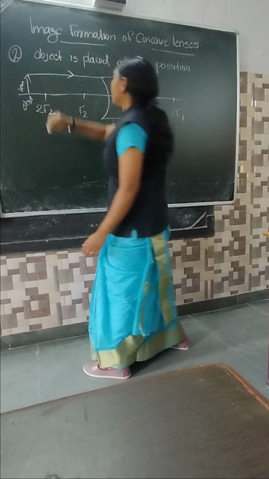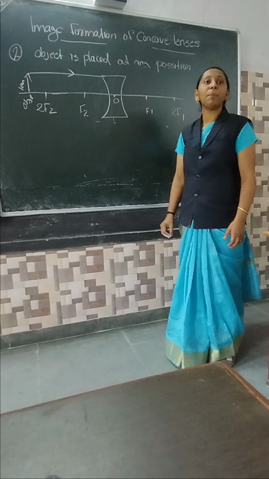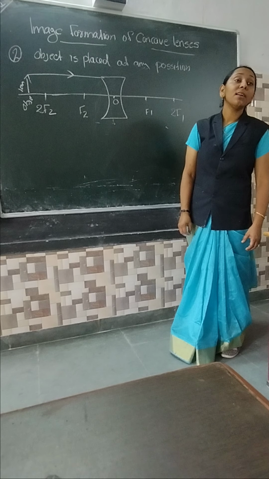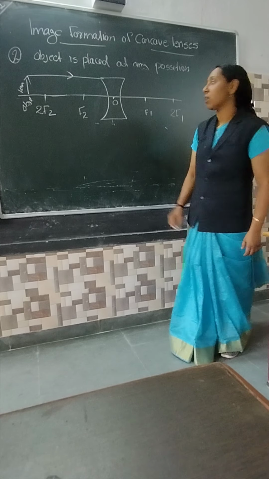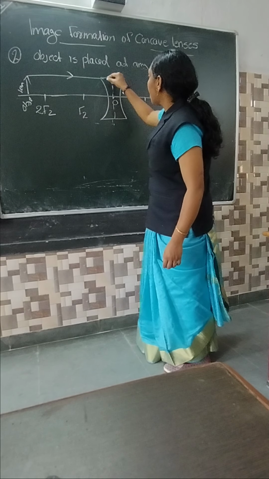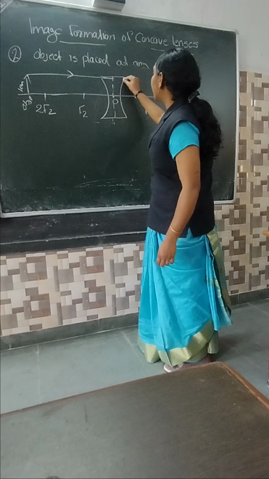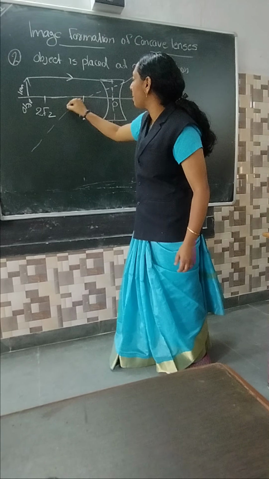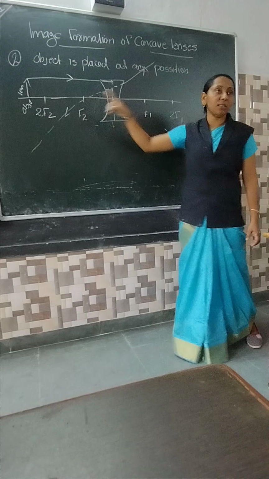What is the nature of this incident ray? It is parallel to the principal axis. After the divergence, it passes through the secondary focus. This is the center line extending up to the center line. After that, the divergent ray will be going on. Extended, the divergent ray will be passing through the secondary focus F2. The first point is clear.